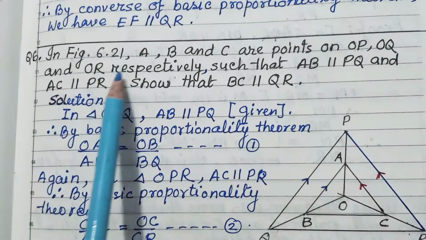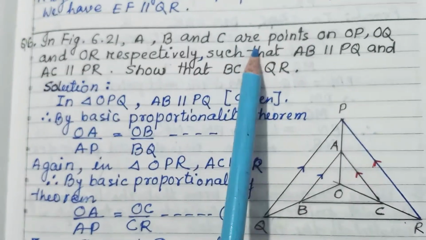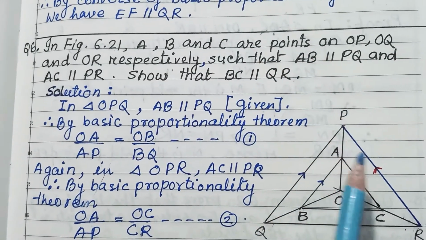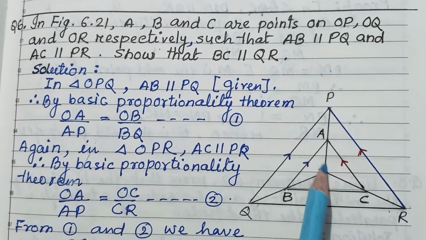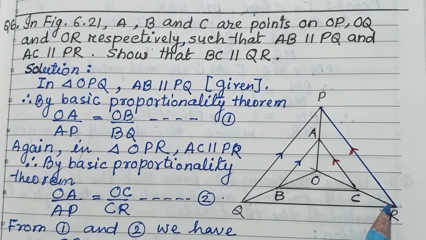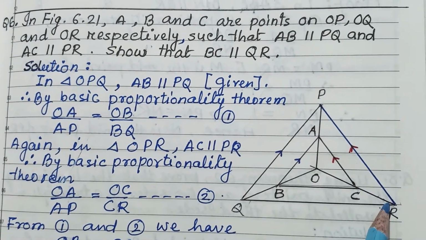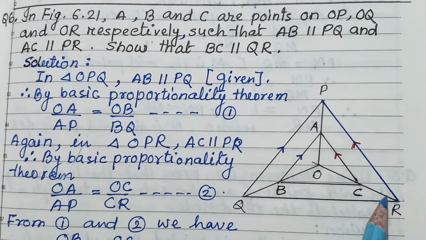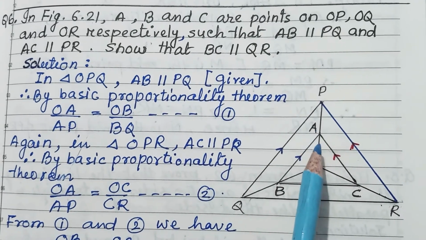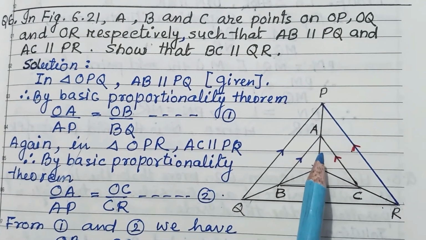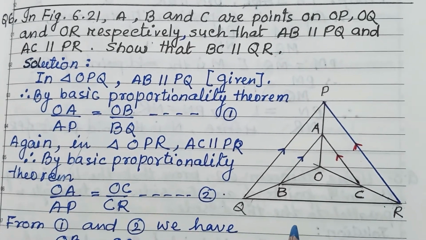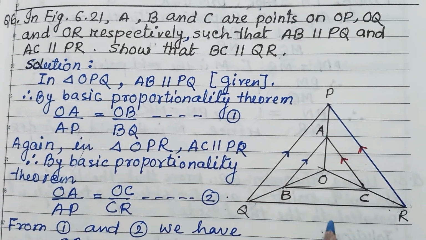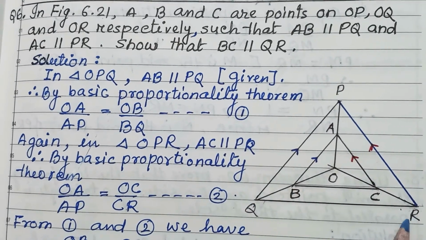Next question is A, B, C are points on OP, OQ and OR respectively, such that AB is parallel to PQ and AC is parallel to PR. Show that BC is parallel to QR.